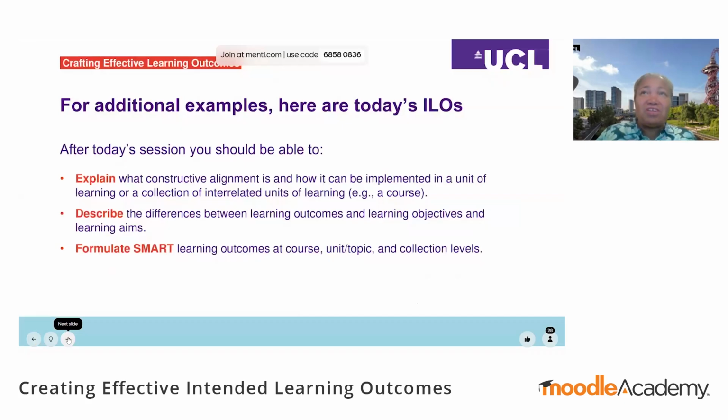So for some additional examples, here are today's learning outcomes. You should now be able to explain what constructive alignment is and how it can be implemented in a unit of learning or interrelated units of learning. You should now be able to describe the difference between learning outcomes, objectives, and learning aims. And you should also be able to formulate SMART learning outcomes at these various levels.